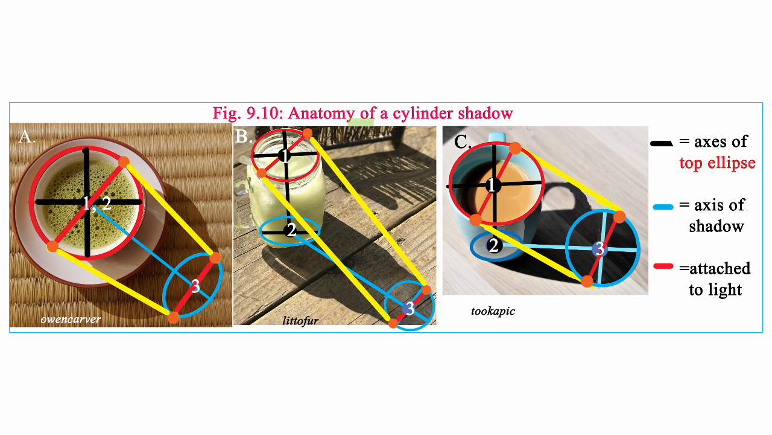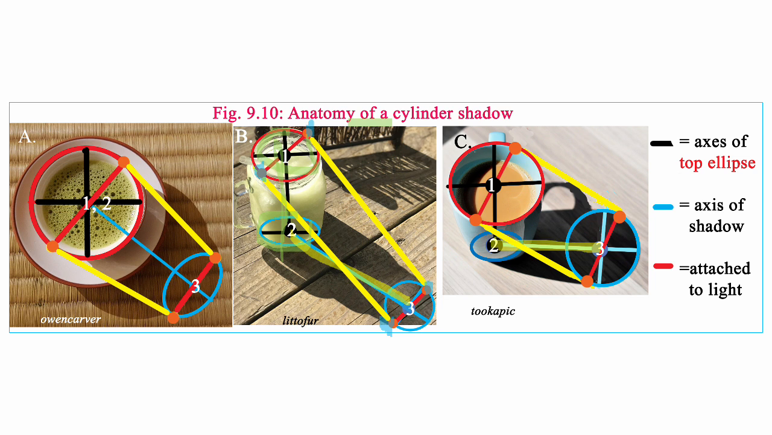Let's go through the anatomy of a cylinder shadow. So we have a cylinder with an ellipse on top and an ellipse on the bottom, and the minor axes of the ellipses line up with the axis of the cylinder. The light ray goes through the tangent points on the top of the cylinder here and here, and they go to tangent points on the shadow ellipse here and here. The middle of the shadow goes through the middle of the base right here, and here too the middle of the shadow goes through the middle of the base.